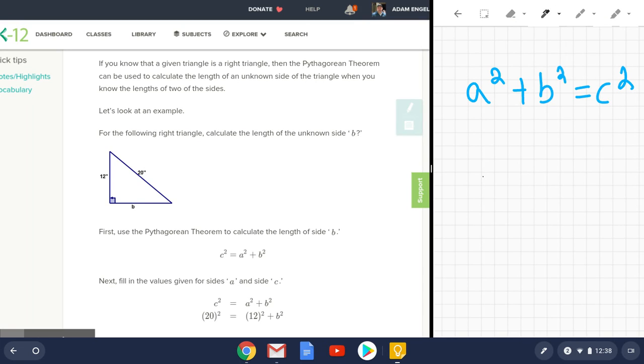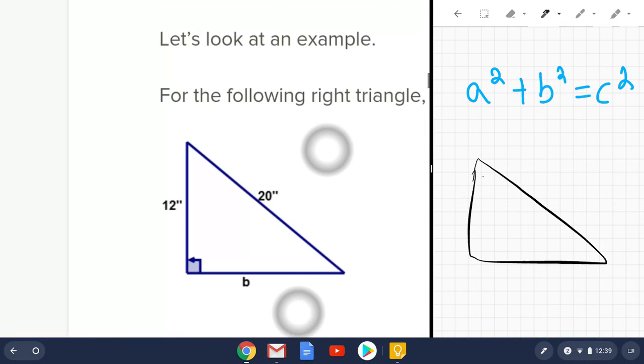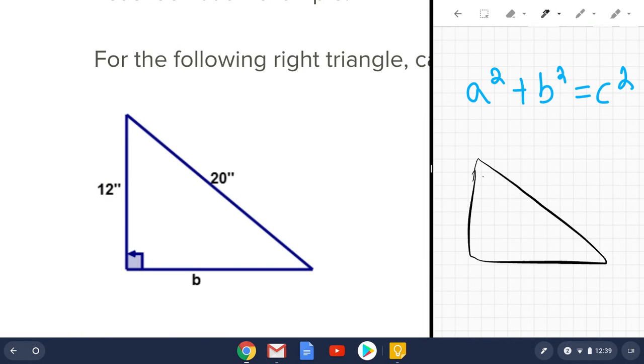If we know a given triangle is a right triangle, then the Pythagorean theorem can be used to calculate the length of an unknown side of the triangle when you know the lengths of 2 sides. So if we know what C is and what A is, we can figure out what B is. Looking at this example, we have 12, 20, and B. So we know what C equals. We know what 12 equals. We do not know what B equals.